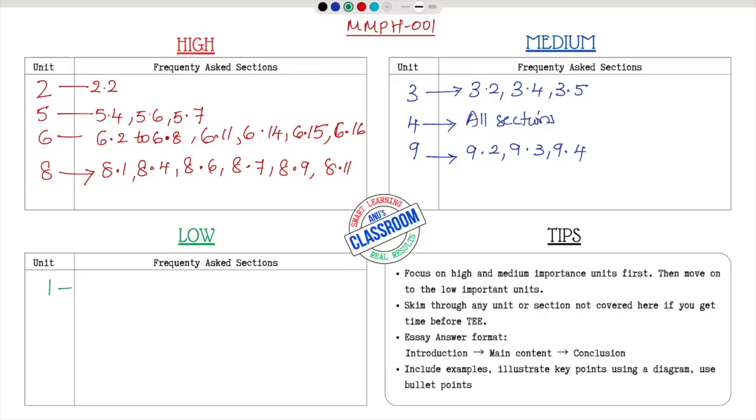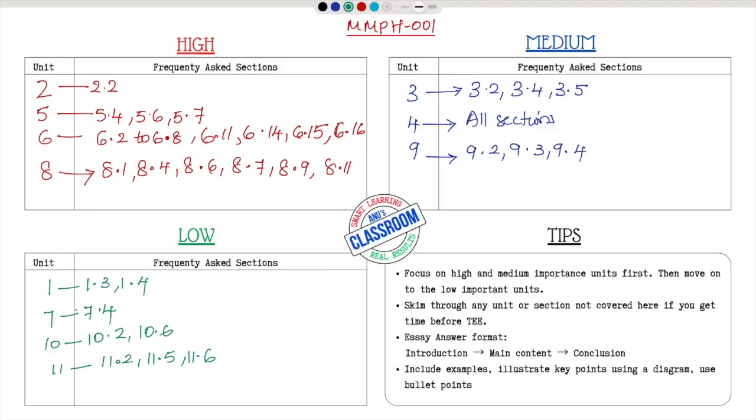Unit 1, from here 1.3 and 1.4 are the sections from where questions have been asked frequently. From unit 7, it is 7.4. From unit 10, it is 10.2 and 10.6. From unit 11, it is 11.2, 11.5 and 11.6. So any section that you don't see on the screen, they have not so far come as an answer for any past term end examination question paper.